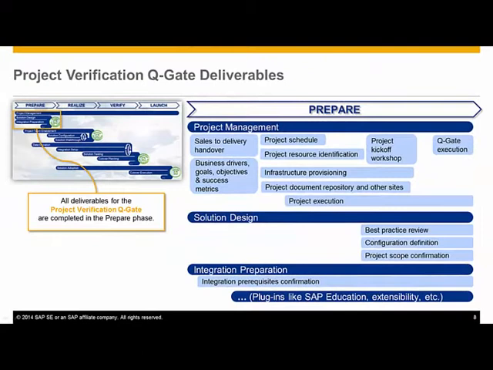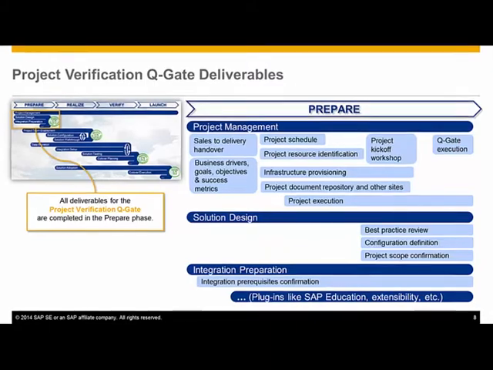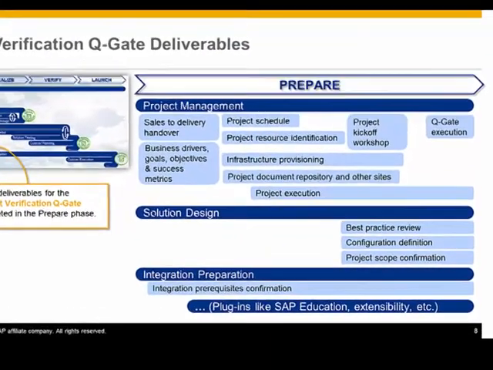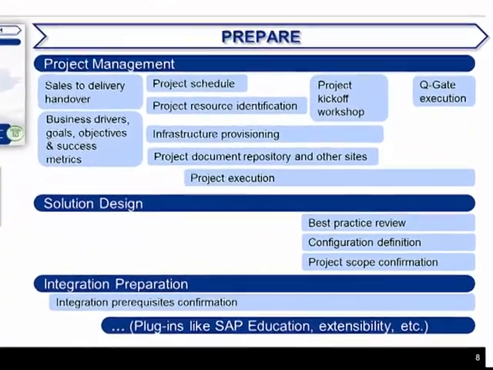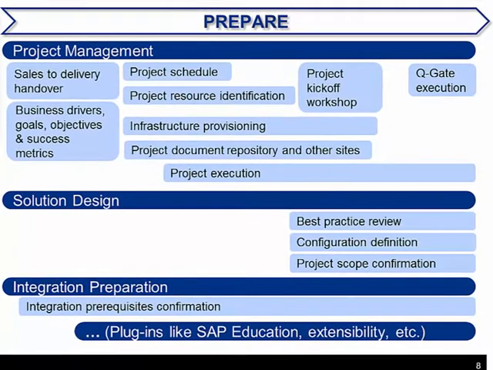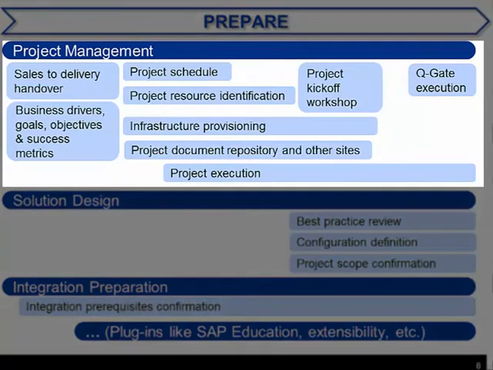The project verification Q gate is executed very early in the project at the end of the prepare phase. On the right of the slide, we zoom in to see the deliverables in the light blue boxes for each of the SAP Launch streams. The positioning of the deliverable boxes indicates the relative start and end points. The deliverables for the project management stream begin with the handover from the sales team to the services delivery team. The two teams work together to review the SOW scope, the business drivers, goals, objectives, and any relevant success metrics.